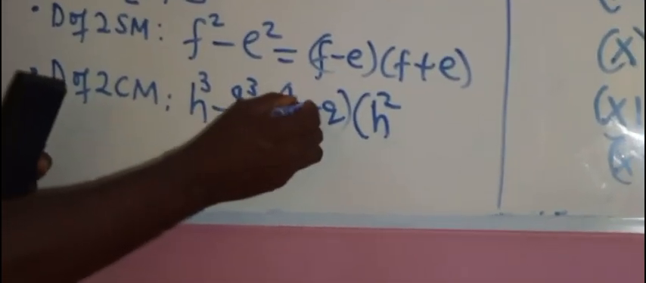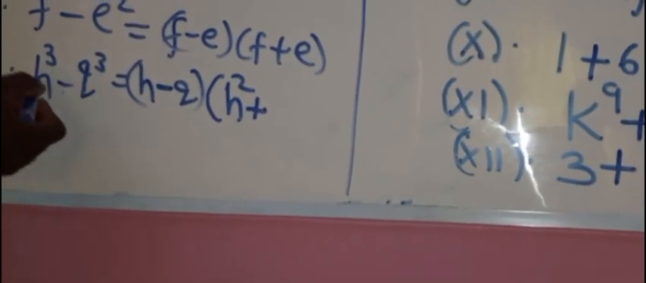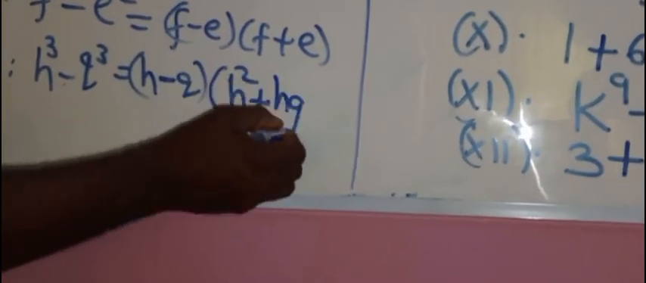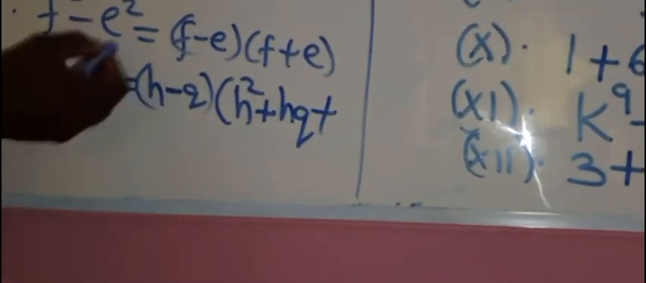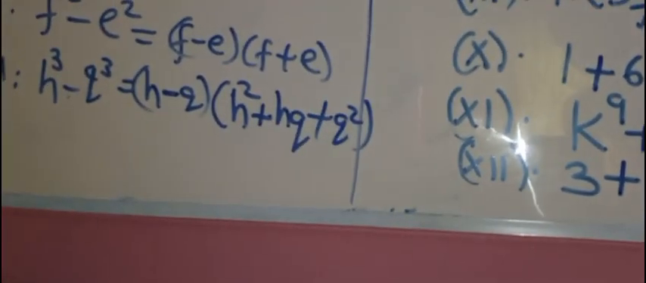Then you pick H and square it. Now, since we have minus here, this should be plus. Then you pick one H, one Q, H times Q, HQ. It always ends with plus. Now you pick Q and raise it to the power of 2. Okay. So the opposite of this, difference of 2 cubes method, is what we want to do today.